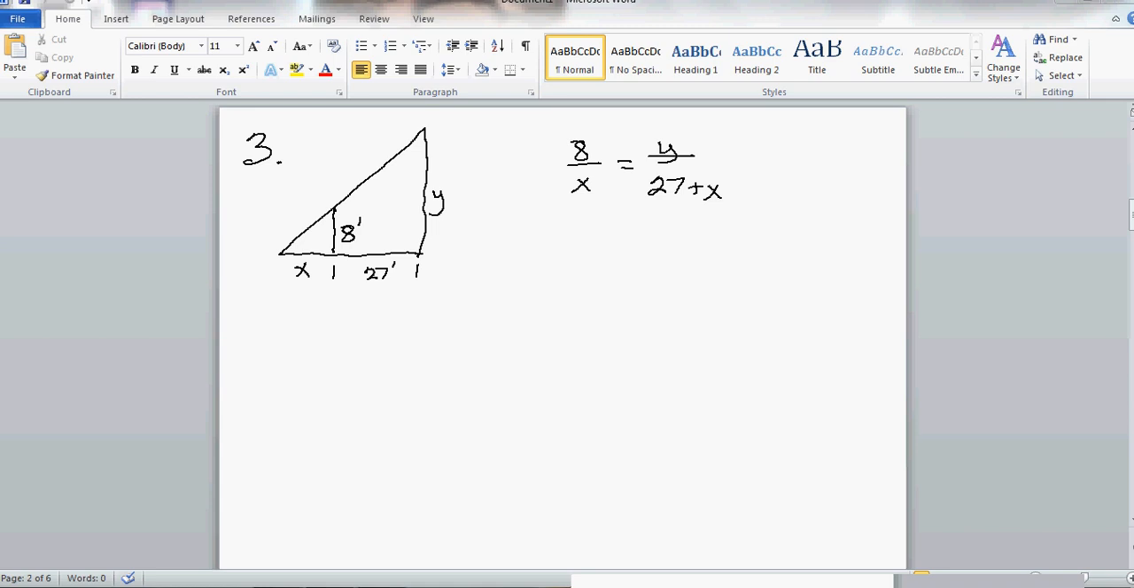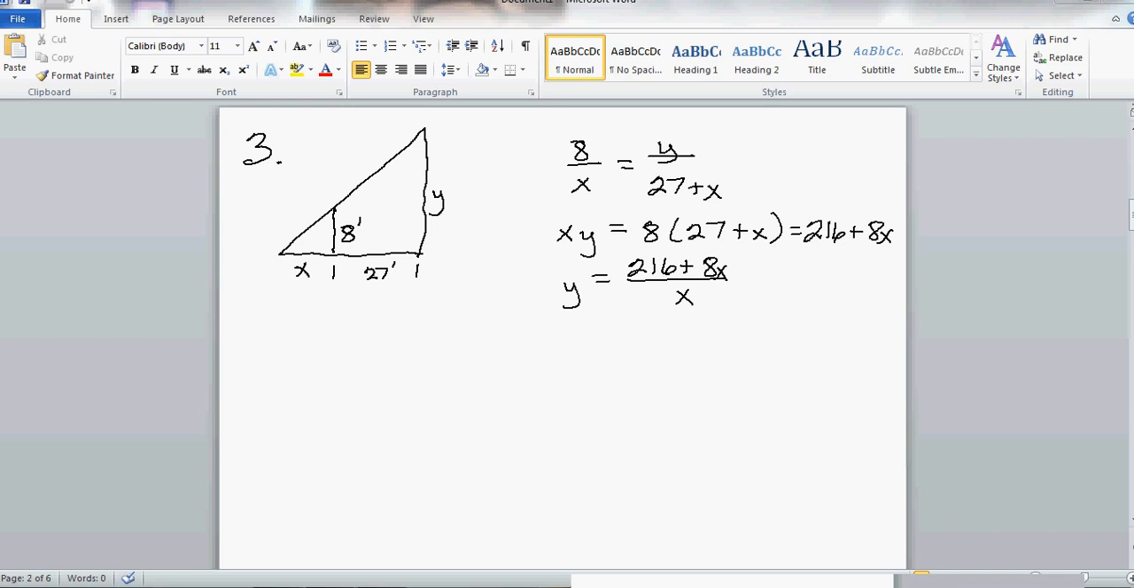And so I've got this combination. I'm going to do cross products, and so I get xy equals 8 times 27 plus x, which of course is equal to 216 plus 8x. And then I'm going to get y equals, dividing both sides by x, 216 plus 8x, all over x. And so that's what my y is going to equal.